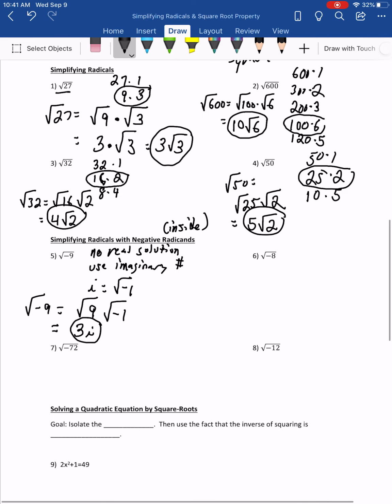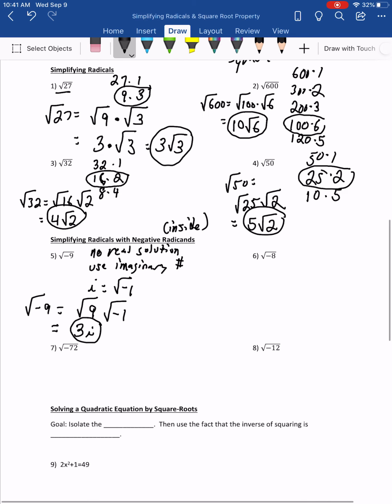Number 7, square root of negative 72. So again, we'll approach it like it was the square root of positive 72, but we're going to have to add in that square root of negative 1 to account for the negative inside the radical, the radicand. So 72 times 1, 36 times 2, and we can stop right there because the 36 is going to be our largest perfect square.